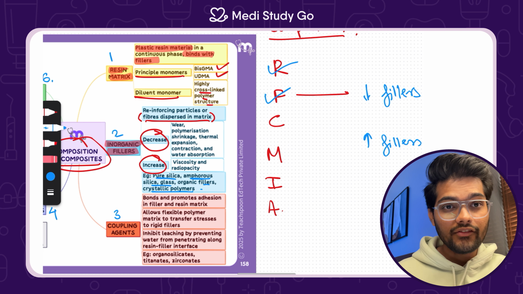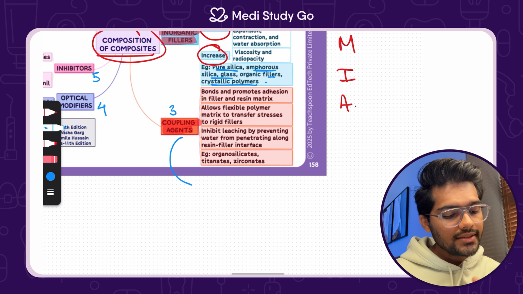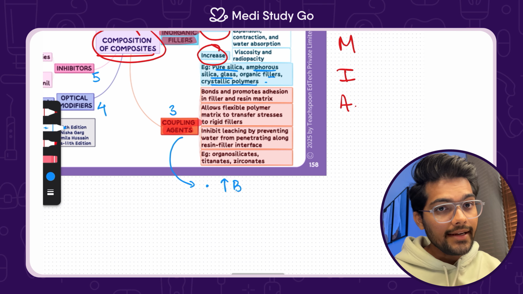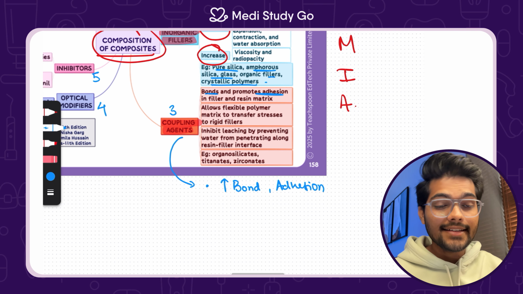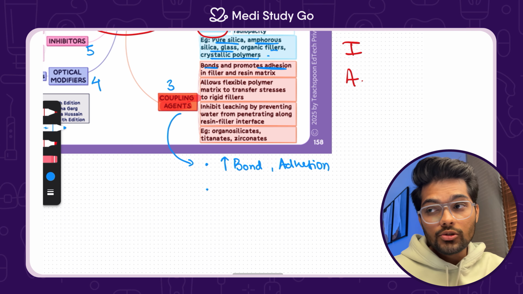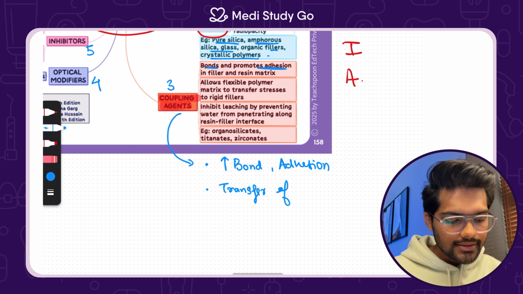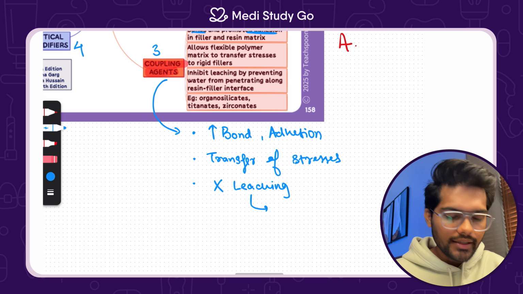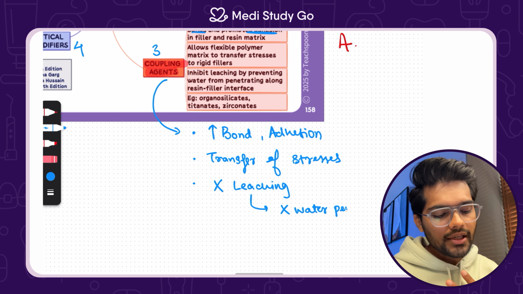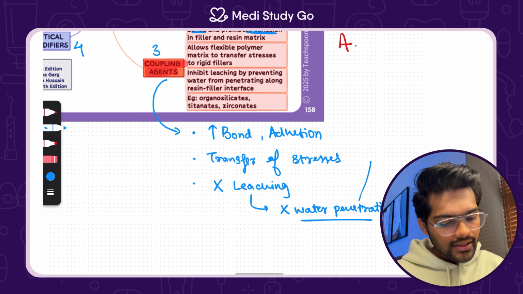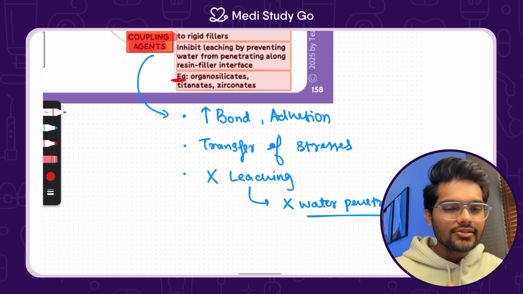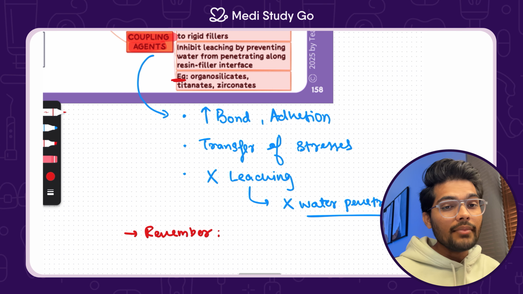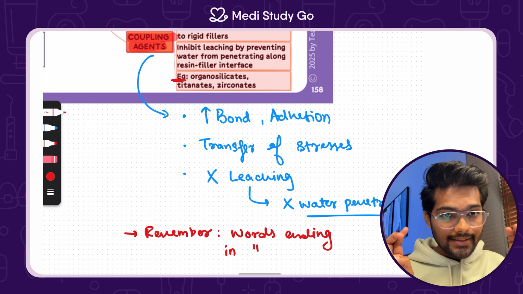The next one we have are the coupling agents, and they are basically going to promote bonding and adhesion in the filler and resin matrix. They are also going to allow transfer of stresses and inhibit leaching by preventing water penetration. Some of the common coupling agents are organosilicates, titanates, and zirconates. You can remember them as words ending in ates.